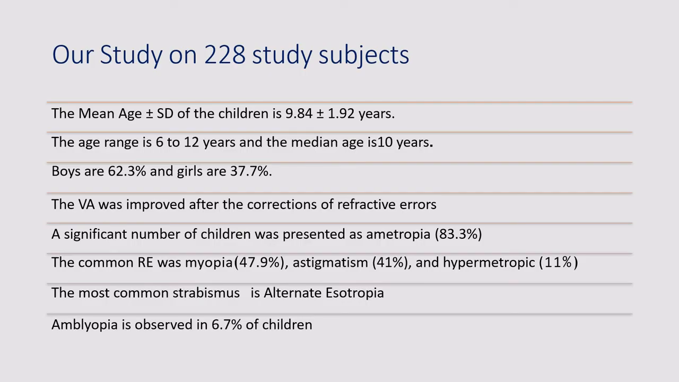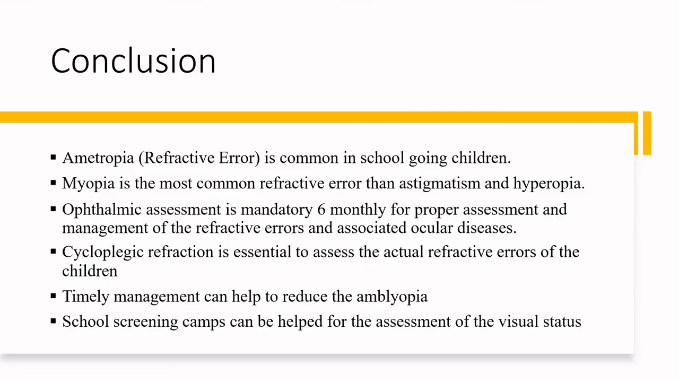Our study involved 228 children. The mean age is 9.84 years. Refractive error was observed in 83.3% of the children. The most common refractive error is myopia. Visual acuity improved significantly after the correction of refractive errors. Now, conclusion. Emmetropia is common in school-going children.